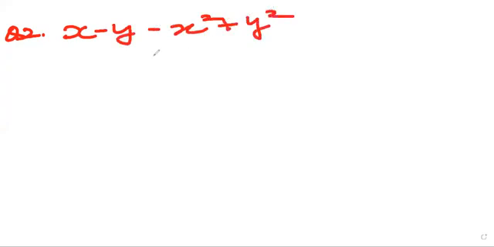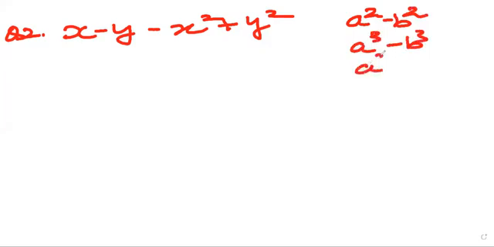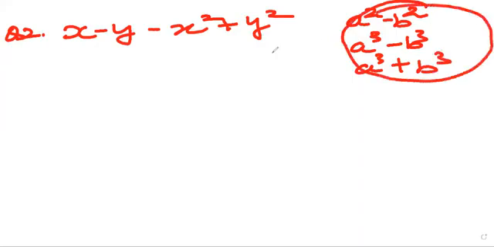Okay, children. Now let us discuss question number 2 based on factorization. Question number 2 is x minus y minus x square plus y square. Okay, children. And I told you in factorization, sometimes we use the formula identities: the difference of squares, the difference of cubes and the sum of cubes. Okay, so we should know all these formulas, then only we can do it. So in the question I will let you know.